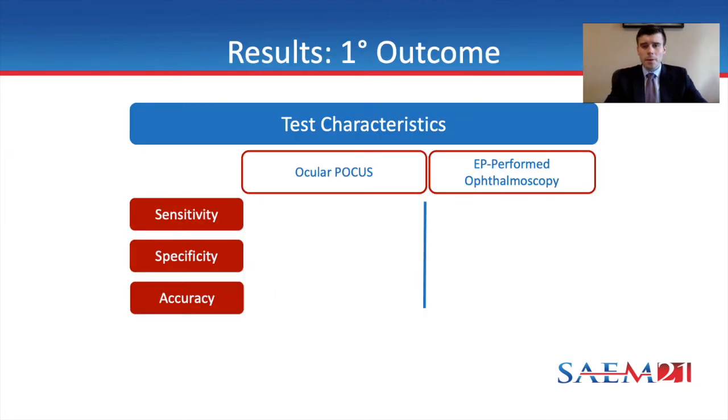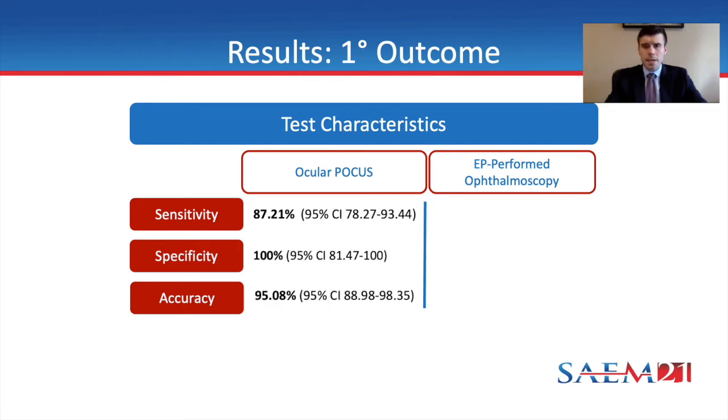In terms of our primary outcome, the test characteristics, for ocular POCUS, we found a sensitivity of 87.21%, a specificity of 100%, and an accuracy of 95.08% for identifying acute ocular pathology. In terms of the EP-performed ophthalmoscopy, we found a sensitivity of 16.49%, a specificity of 100%, and an accuracy of 67.85%.